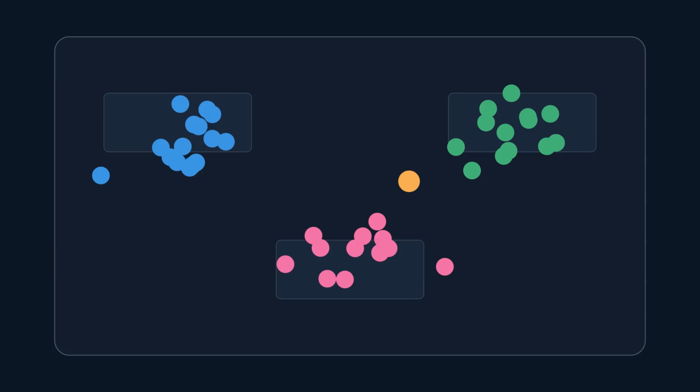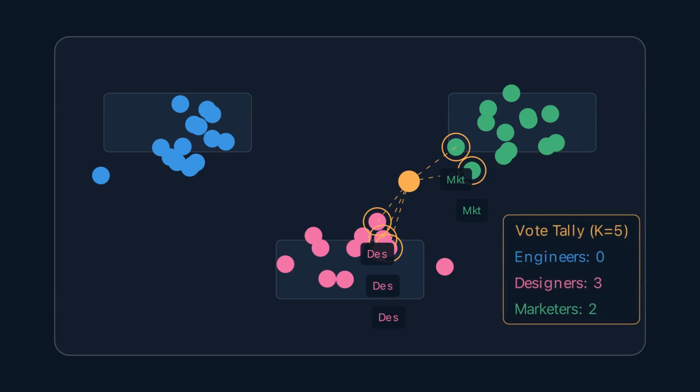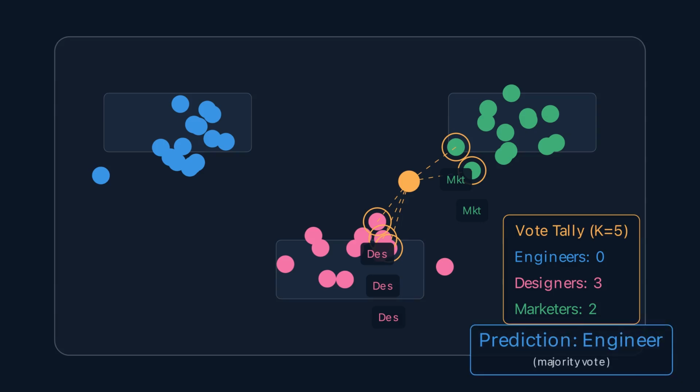K equals 5. Find the 5 people standing closest to the new guest. Person 1, 2 feet away, name tag says engineer. Person 2, 3 feet, engineer. Person 3, 3.5 feet, designer. Person 4, 4 feet, engineer. Person 5, 4.5 feet, engineer.